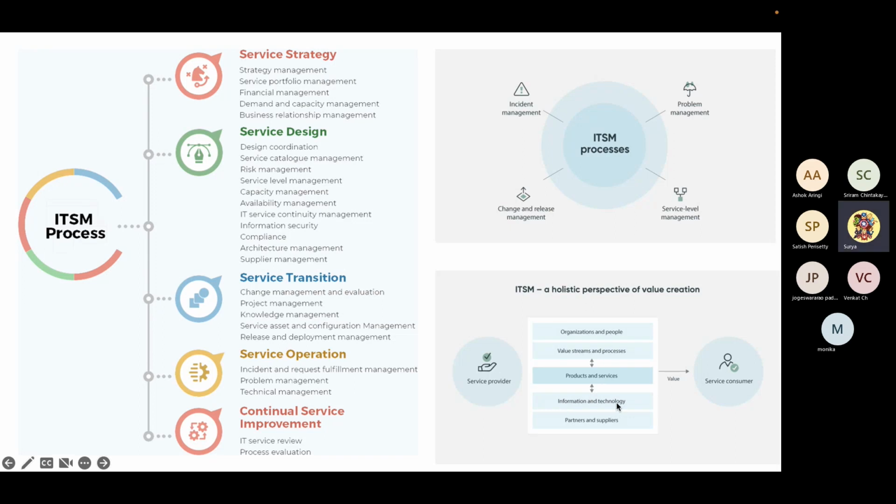And information and technology means the amount of technical stuff they are using. And in interviews, no one will ask you about these questions. This we are discussing to understand the process of ITSM.